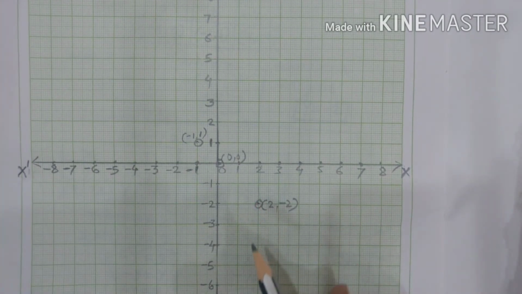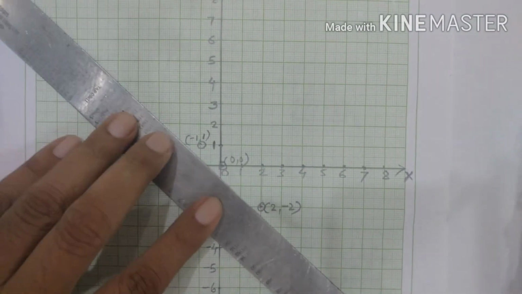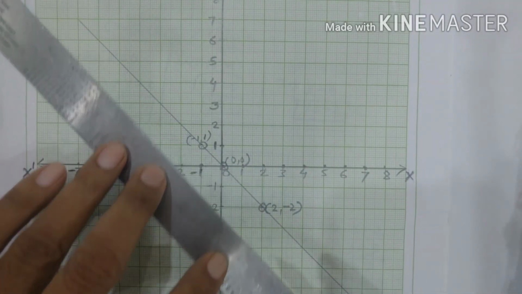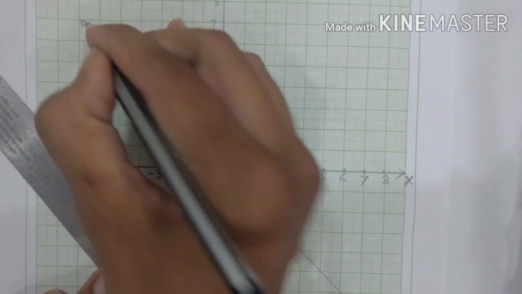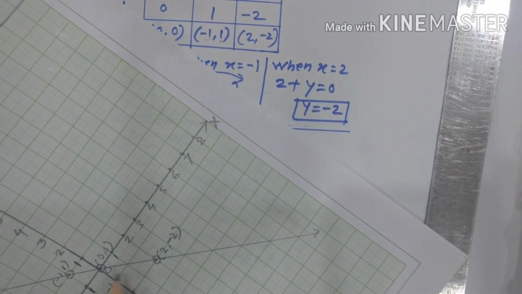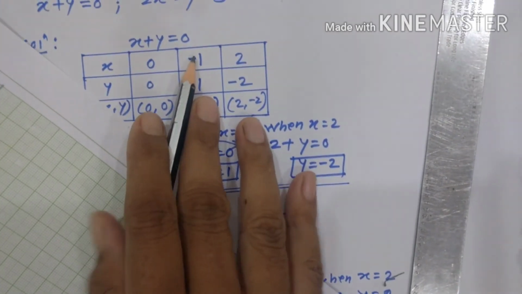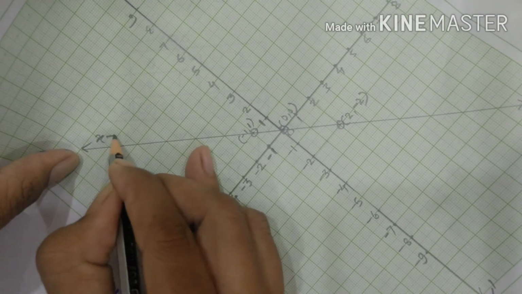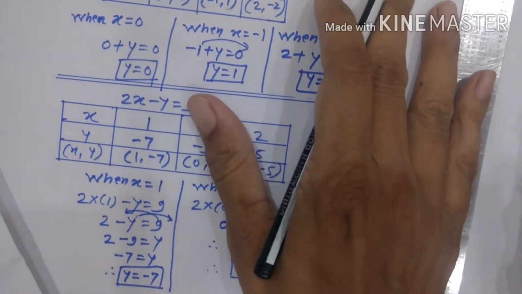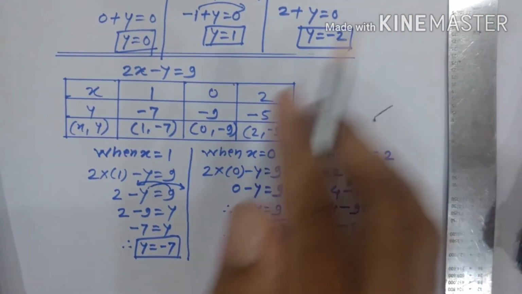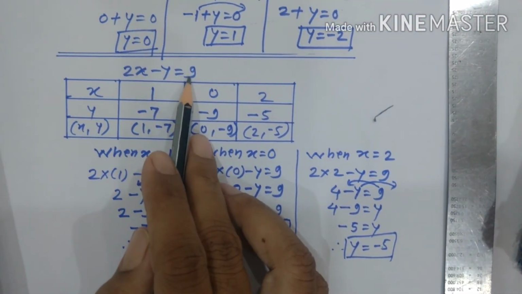Now join these 3 points, we will get a straight line, that is the graph of the first equation. And write the equation of that line. Equation is x plus y equal to 0. Now we will draw the graph for the second equation. Our second equation is 2x minus y equal to 9.